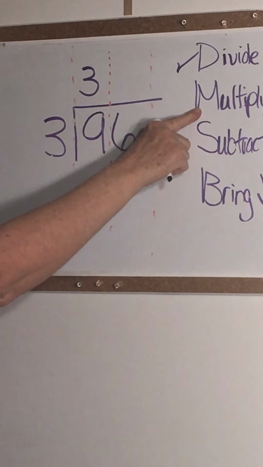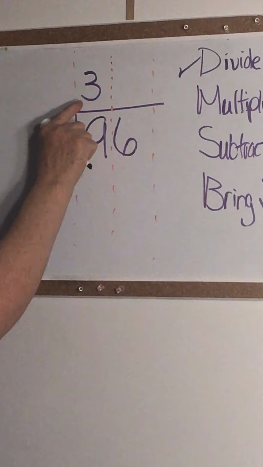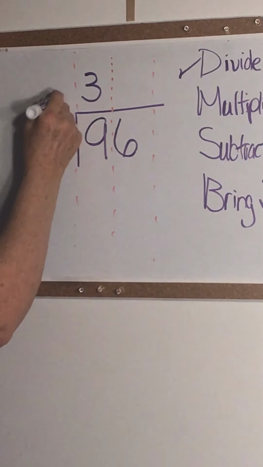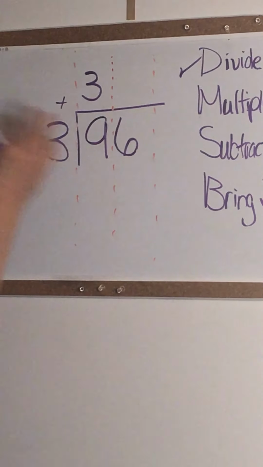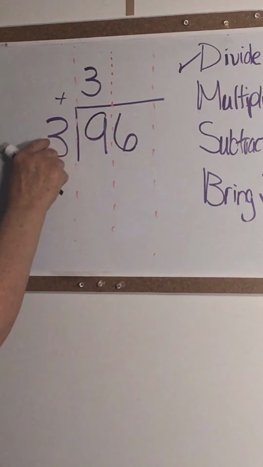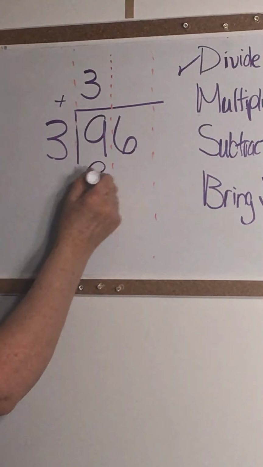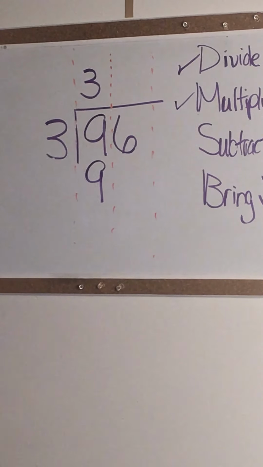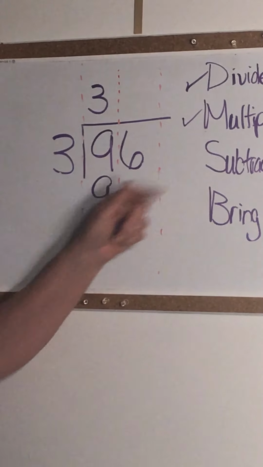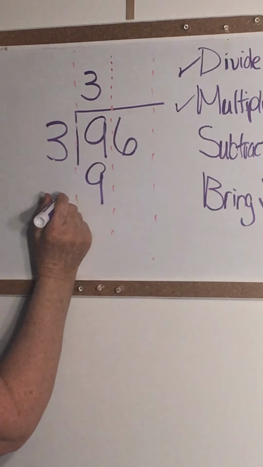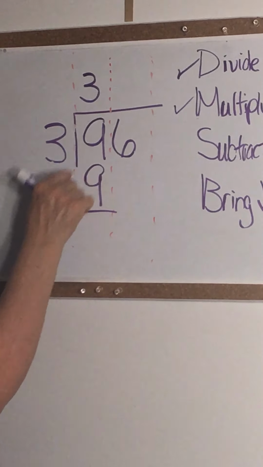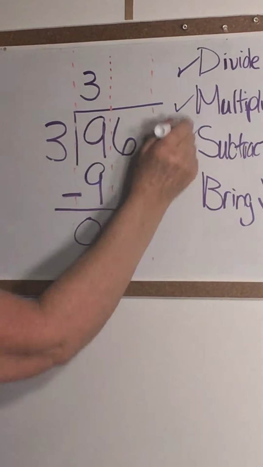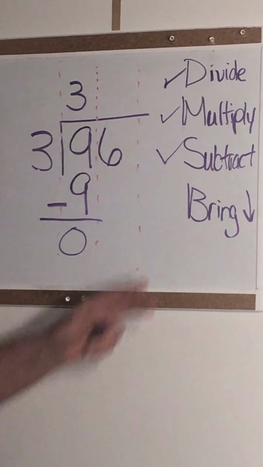To multiply. So what's our multiplication problem? We take the number we just found, 3 times 3, and we times these two. This is a pattern. 3 times 3 equals 9. Okay, so we just did the multiplication problem. Our next problem is to subtract, and we subtract here. What is 9 minus 9? 0. Did we do our subtraction problem? Yes.